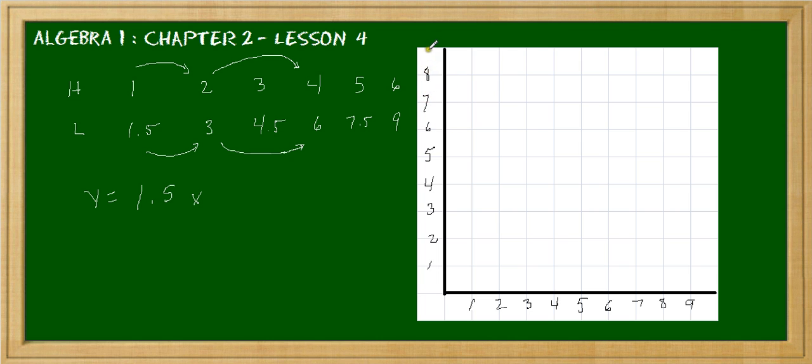We have all of our numbers going across the x and y axis. Now we can go ahead and plot our points, and if we plotted our points, we know we go to the first point, 1 and 1.5, so we go 1.